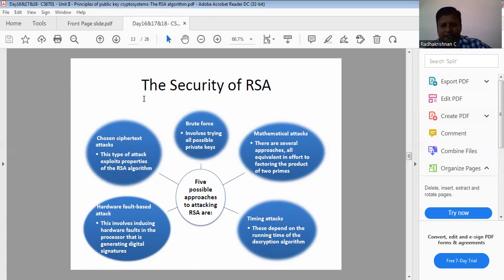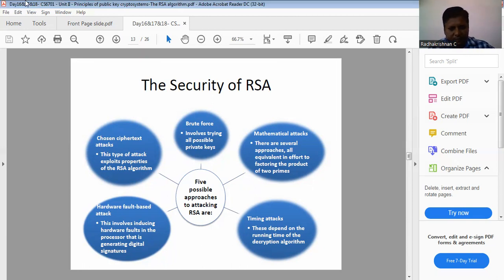Next, mathematical attacks. There are several approaches, all equivalent in effort to factoring the product of two primes. Here we implement the multiplication of two prime numbers, and we work only from prime numbers. So the mathematical computations cannot be executed, and automatically we get full security. Then the timing attack, which depends upon the running time of the decryption algorithm. Based on the timing during decryption, there is a possibility of attack. But it is also not possible in RSA, so RSA has the fullest security.